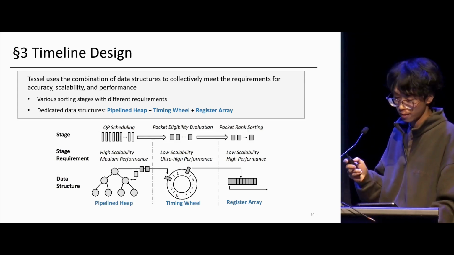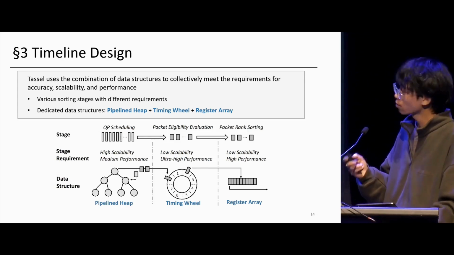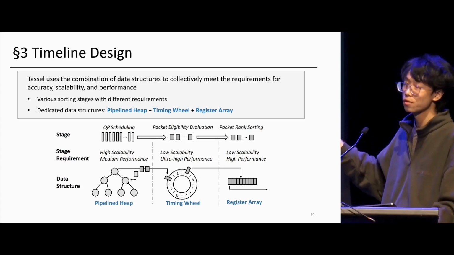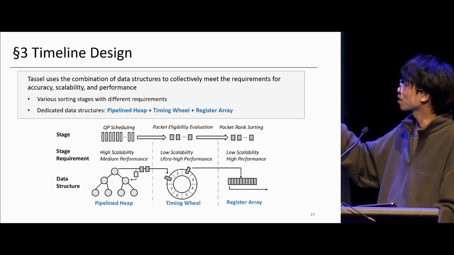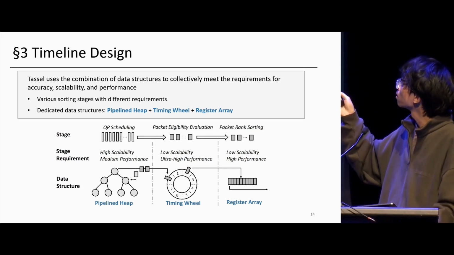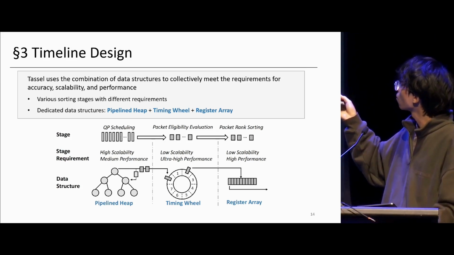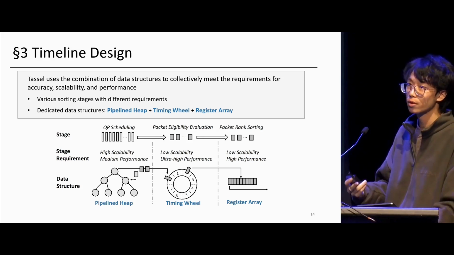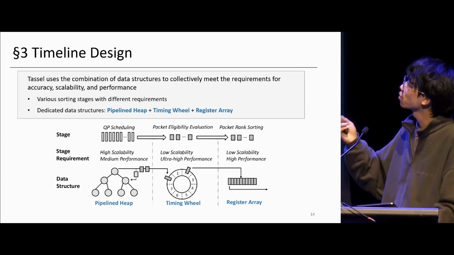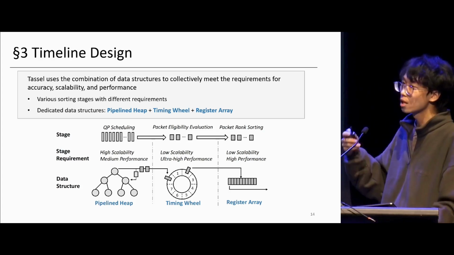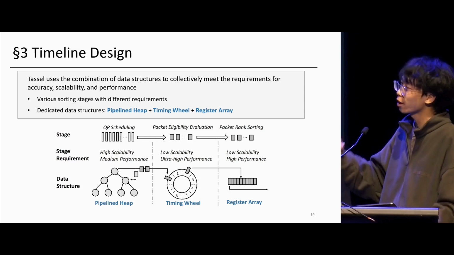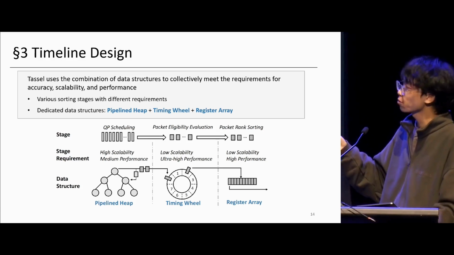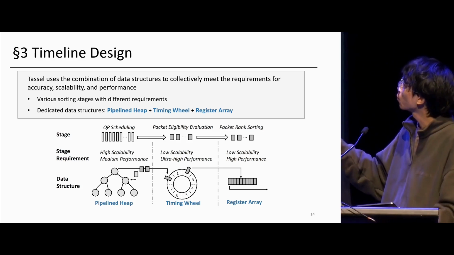The timeline module is the core of Tensor. It sorts QPs and packets. There are various stages with different requirements. For example, QP scheduling desires high scalability and medium performance, while the packet rank sorting desires low scalability but high performance. So Tensor chooses the suitable data structure for each stage and uses the combination of data structures to collectively meet the requirements for accuracy, scalability, and performance. These dedicated data structures include pipeline heap, timing wheel, and register array.